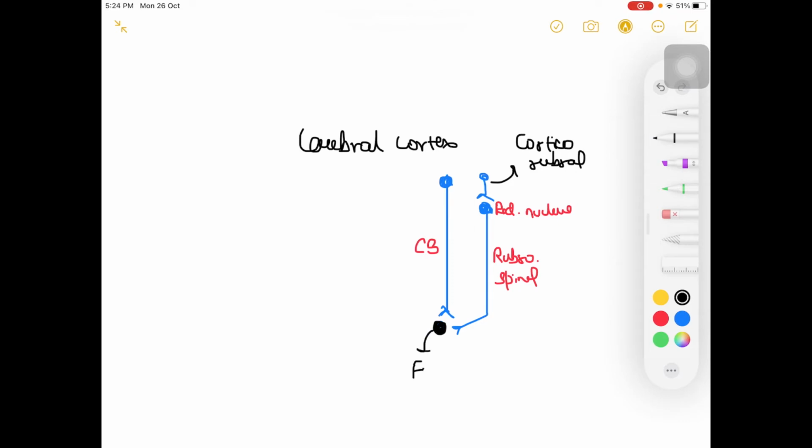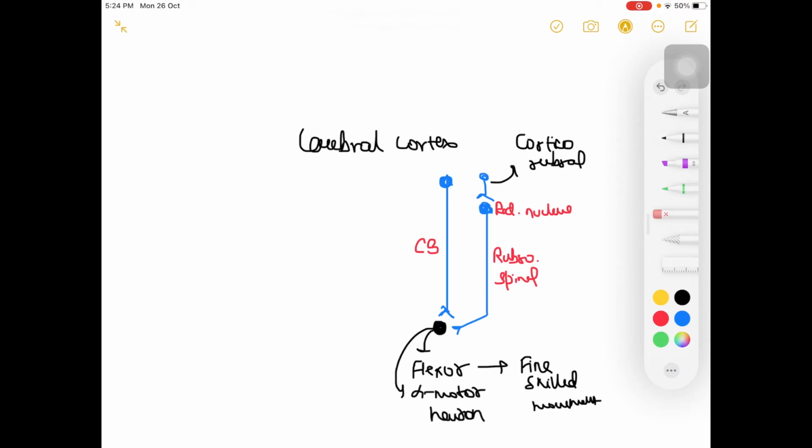So if I make it as neuron, so this would be flexor. Why? Because they're responsible for fine skilled movement. And this is what is alpha motor neuron. So this is also fine skill movement and terminating on alpha motor neuron. Okay, so flexor alpha motor neuron and stimulating it.